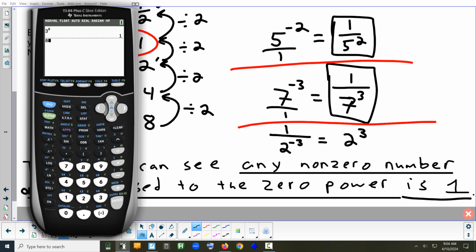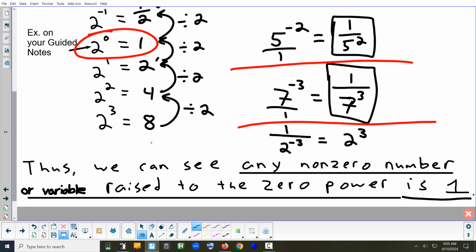How about 8 to the 0 power? 1. How about -7 to the 0 power? 1. Well, I didn't use parentheses. I told you you should always do that. -7 to the 0 power, 1. If you have a negative number, you got to put it in the parentheses. What about if I did 2.6 to the 0 power? 1. Anything that's not 0 raised to the 0 power is 1.